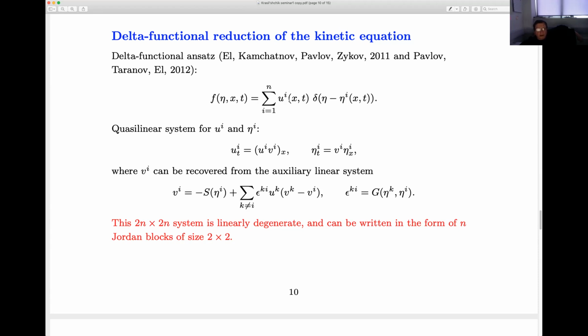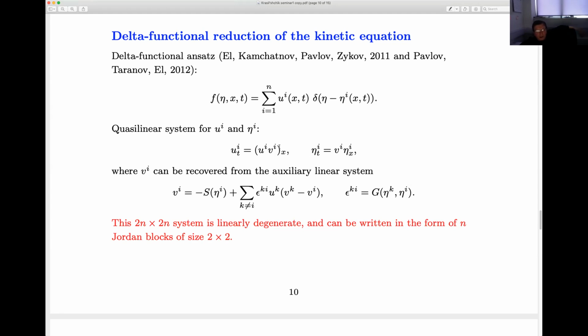First of all, these functions u_i's and eta_i's satisfy a quasi-linear system of 2n equations. We have n terms like this. So we have n u_i's and n eta_i's, altogether 2n variables, and we get a 2n component system. This is the first set of equations, this is the second set: equations for u's, equations for etas. So we are happy with u's and etas because they appear in this ansatz. But what are these? These are some extra variables.